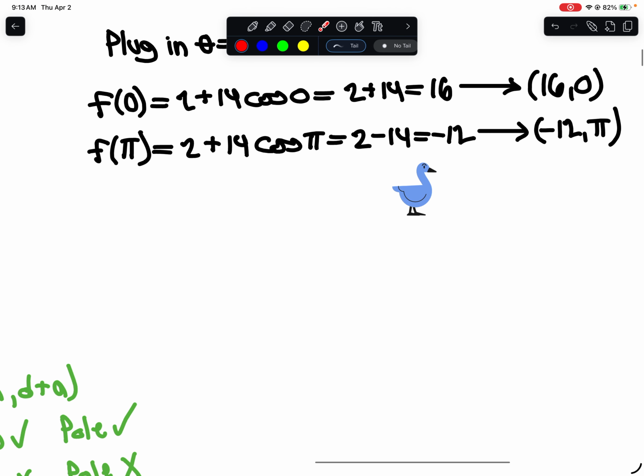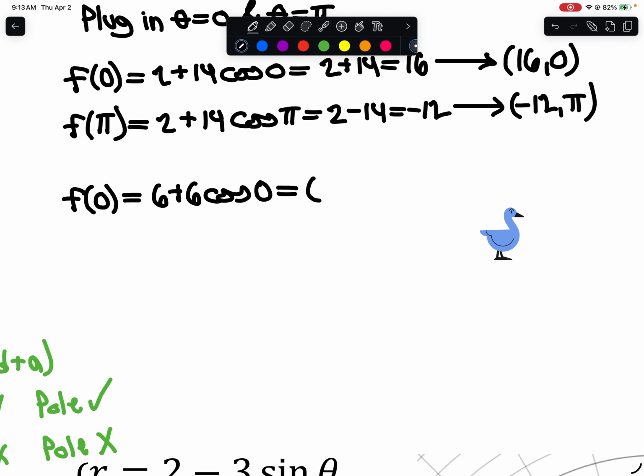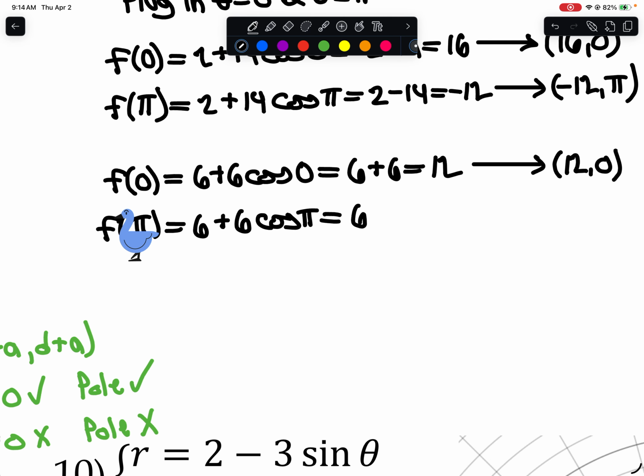Okay, so next I'm going to do the cardioid. So I'm going to do f of 0. And that's going to be for the 6 plus 6 cosine equation. So 6 plus 6 cosine 0. So that's going to be 6 plus 6 times 1, which is going to be 12. So that's going to be 12 in the direction of 0. And then I'm going to plug in pi. So 6 plus 6 cosine pi. So that's going to be 6 minus 6, which is going to be 0, which means that's going to be 0 in the direction of pi.